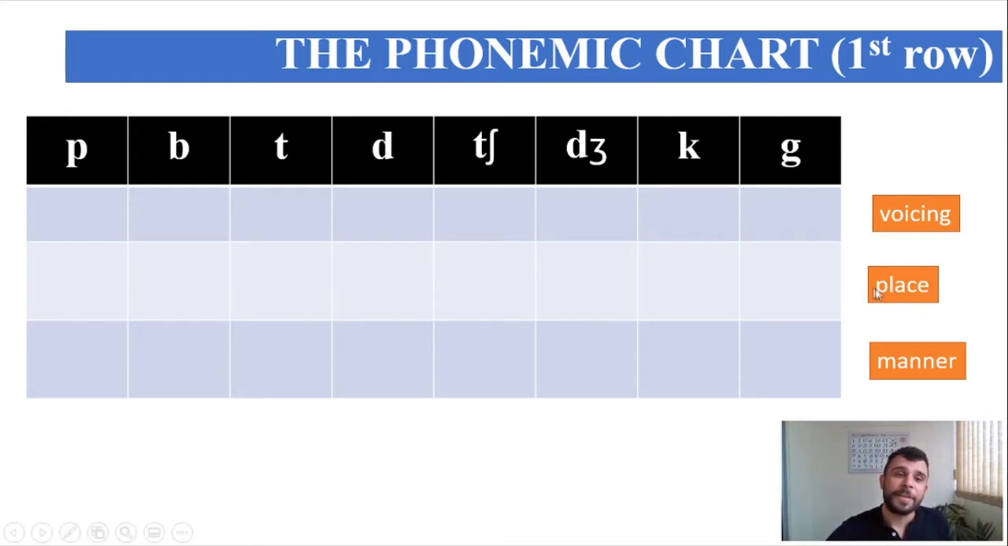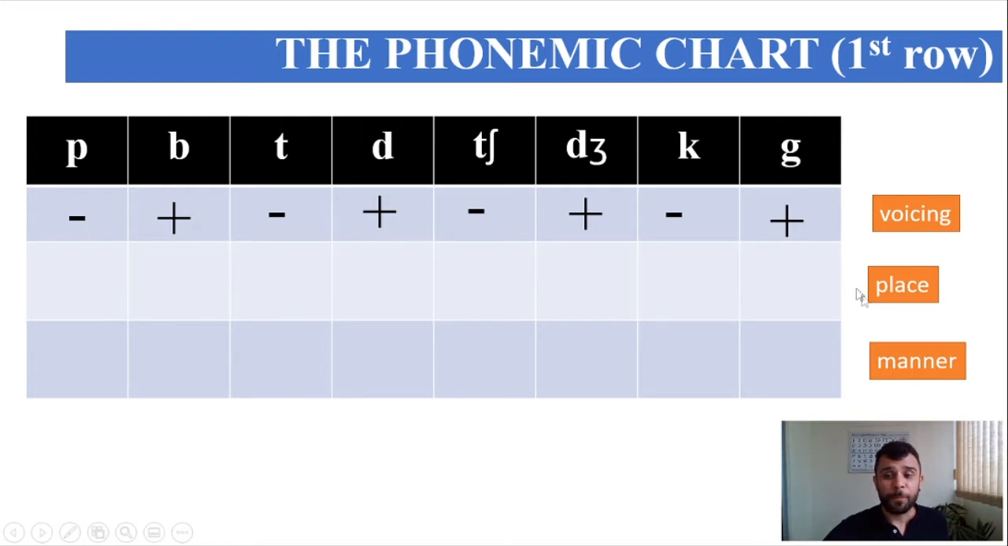The first thing you notice is that in this chart, similar sounds are put together in pairs. So p and b are the same sound. And what's the only difference between them? Voicing. The first one is voiceless, no vibration. The second one is voiced. The same thing for the pairs t and d, ch and j, k and g. So you will have voicing as the first thing.